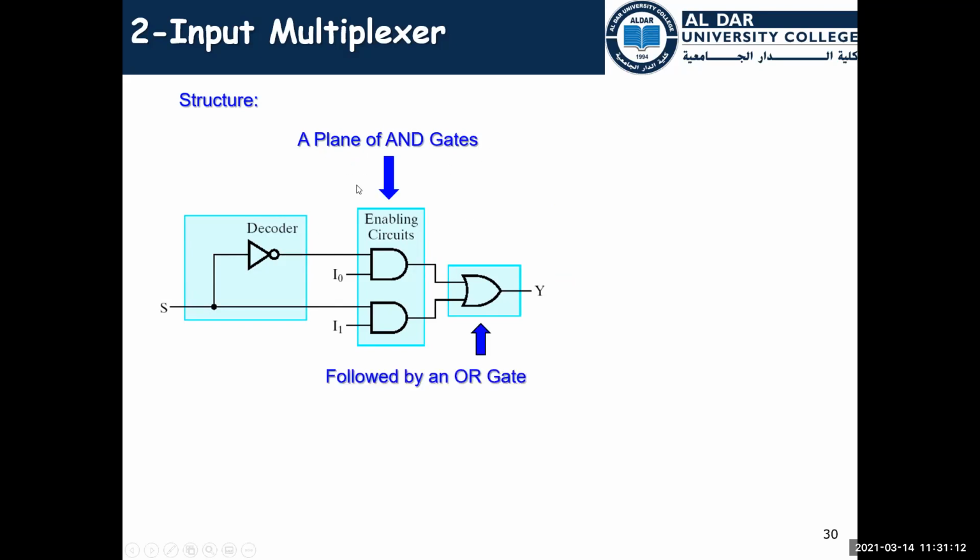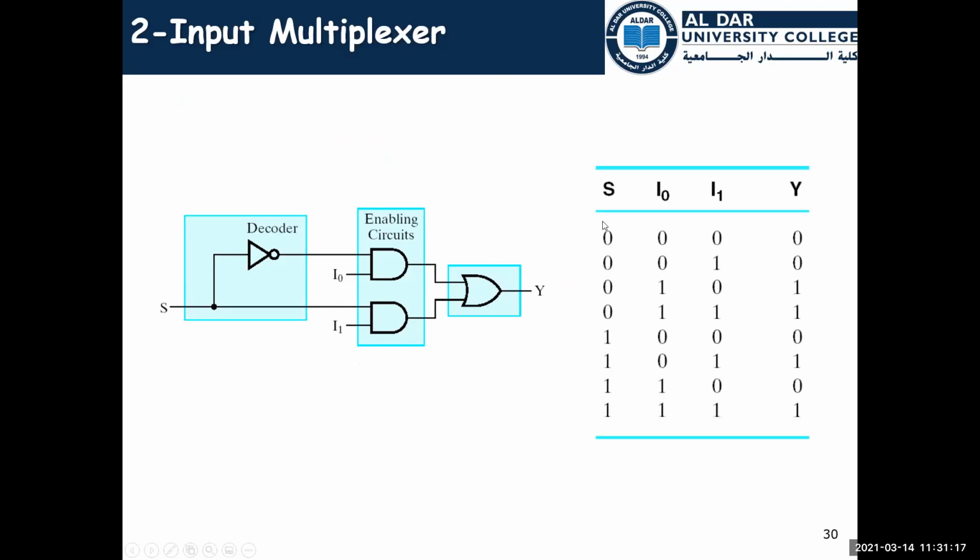The idea is to have a collection of ANDs, and the final one is an OR gate. According to the selection line, we will get the output. For example, here, if the selection is 0, the output I0 may be 0 or 1, no problem, and it will be passed to the output because S0 is 0, which means this part will be enabled and the value will be passed to the output. If it is 0, it will be 0. If it is 1, it will be 1.